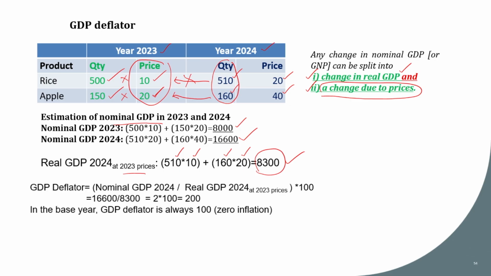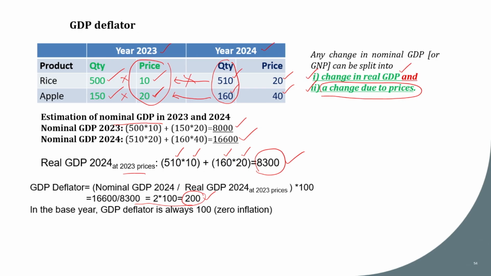So from this, we calculate the GDP deflator in this way: nominal GDP in 2024 divided by the real GDP of 2024 using 2023 prices, times 100. So when you do this, you get 200. 200 is the GDP deflator. So in the base year, the GDP deflator is always 100.